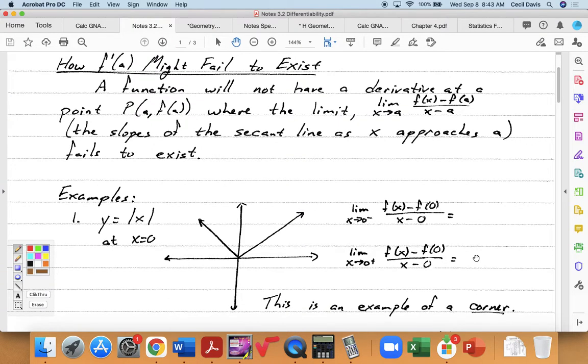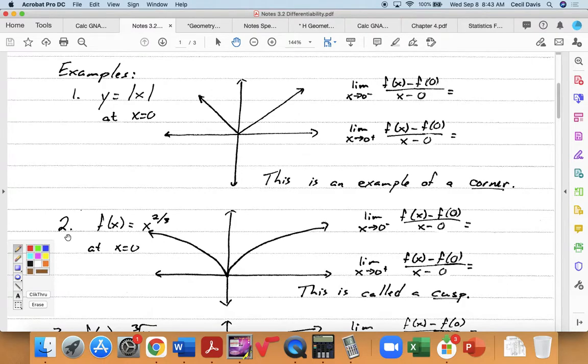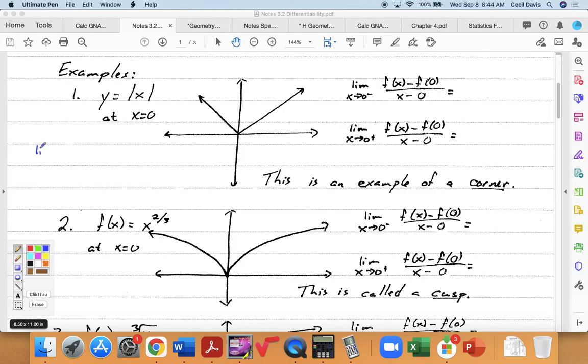So here's the first example. y is equal to the absolute value of x at x equals 0. So let's take a look real quick at what happens as we approach 0 from the left and what happens as we approach 0 from the right. Which would be the same thing as if we did the limit as h approaches 0 from the right of f of 0 plus h minus f of 0 over h. It's the same thing. Okay?